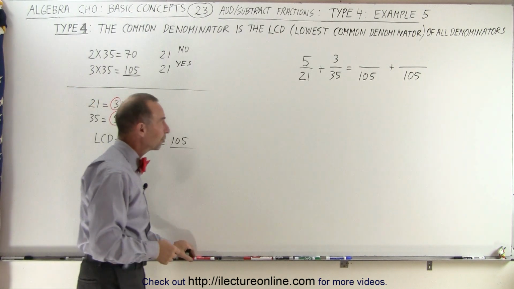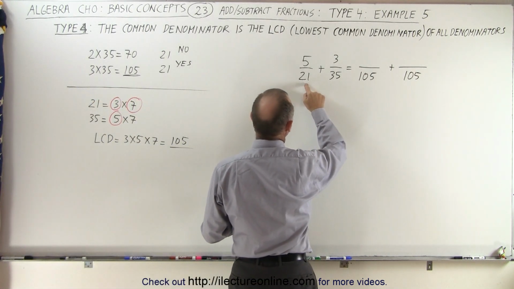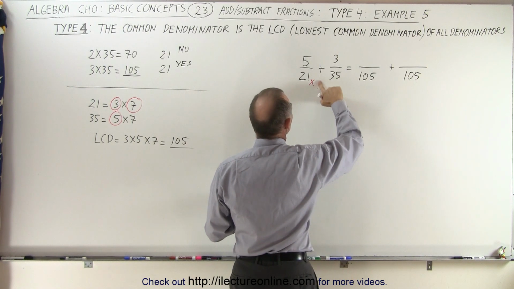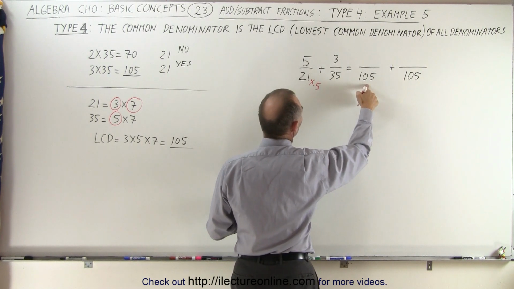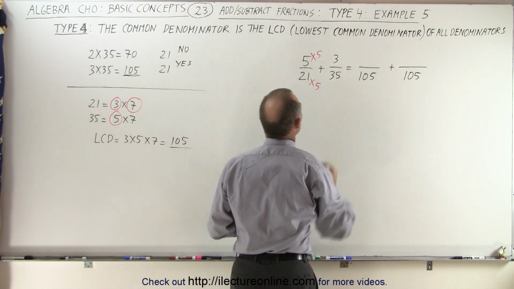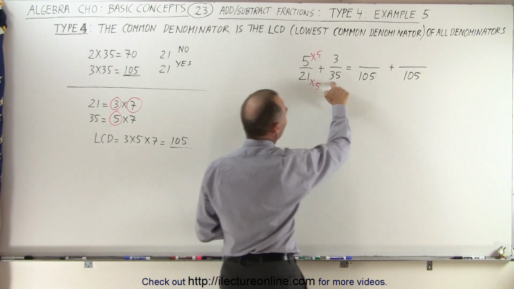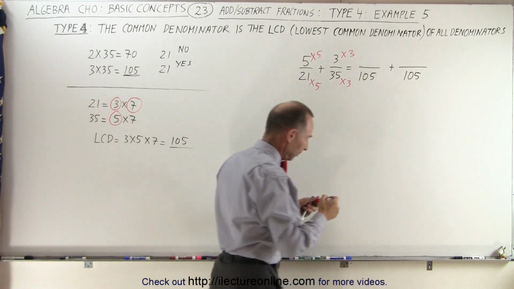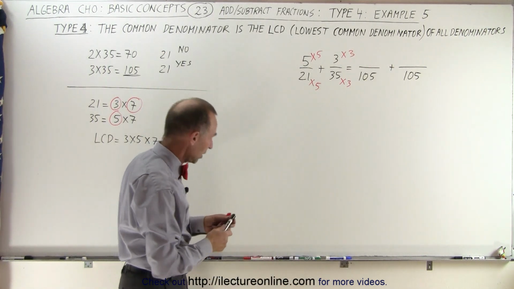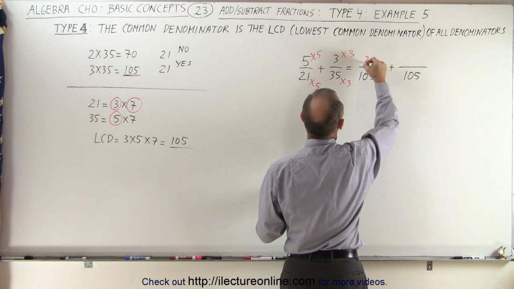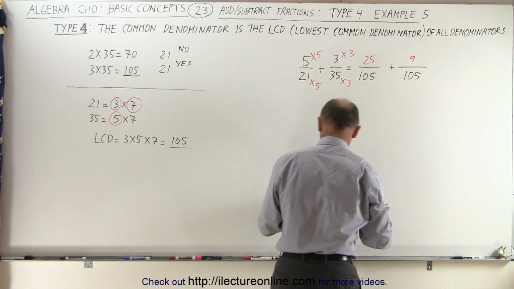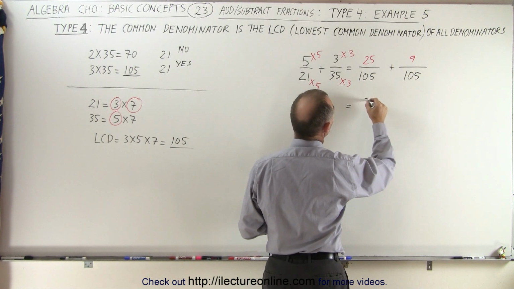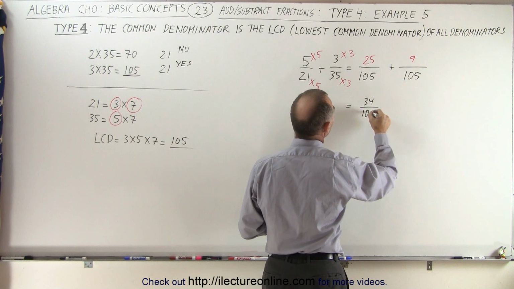But now we need to find the corresponding numerators. So here we realize that we had to multiply the denominator by 5 to make it into 105, which means we must multiply the numerator as well by 5. For 35 we had to multiply times 3, and that means the numerator must be multiplied by 3 as well to find the corresponding numerator, which means the 2 new numerators will be 25 and 9. So this will be equal to, let's see, 25 plus 9 is 34 over 105.